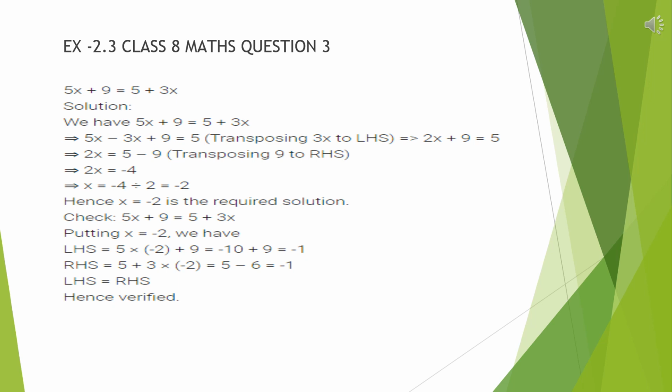Now, let's check. Firstly, we will take the LHS, that is 5x plus 9. By putting x equals minus 2, we will get 5 into minus 2 plus 9, that equals minus 10 plus 9, that equals minus 1. Now, we will take the RHS. In the RHS, we have 5 plus 3x. Firstly, we will put the value of x. After putting the value, we will get 5 plus 3 into minus 2, that equals 5 minus 6, and that equals minus 1. Now, LHS equals RHS, hence verified.